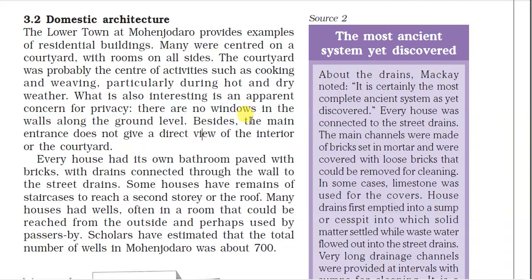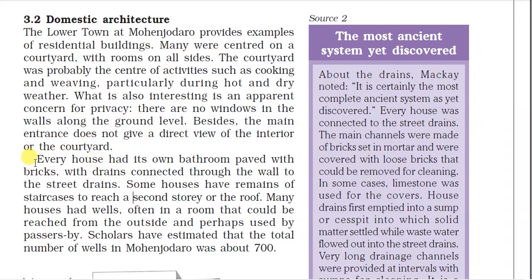Number three, the main entrance does not give a direct view of the entire courtyard. So again, this shows that they were not very happy for other people to see the interior of the courtyard. So they blocked the main entrance so that there is no direct view of the courtyard.